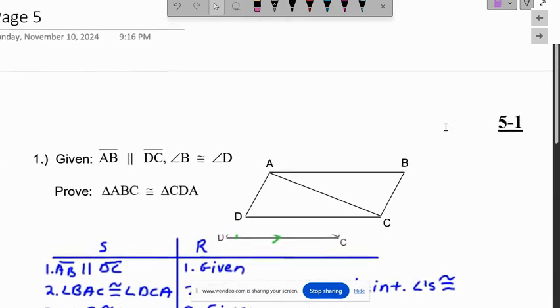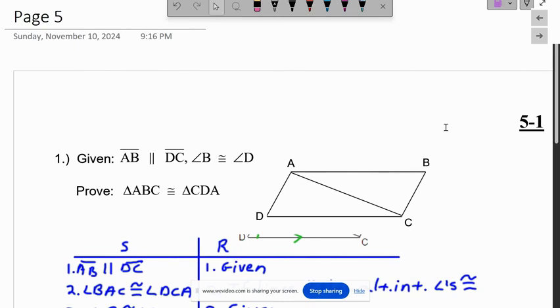Everybody, Mr. Rubo here, and we're going to look at 5-1, 5-2, and 5-3 today. So it starts with just the parallel postulate, and then we'll get into quadrilaterals. So, yeah, it's really a few simple proofs on 5-1.